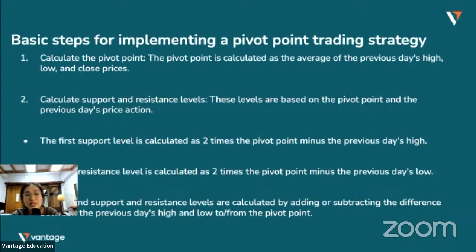The first support level is calculated as twice the pivot point minus the previous day's high. The first resistance level, so the level that's above where price currently is, is calculated as 2 times the pivot point minus the previous day's low. And then the second support and resistance levels, so your S2 and your R2, would be calculated by adding or subtracting the difference between the previous day's high and low to or from the pivot point.